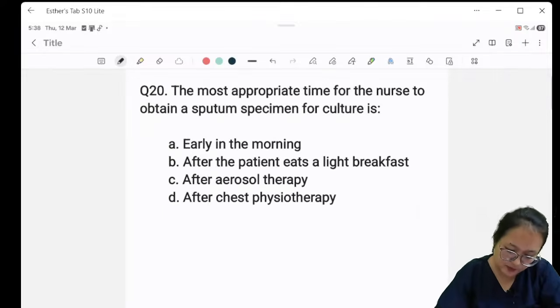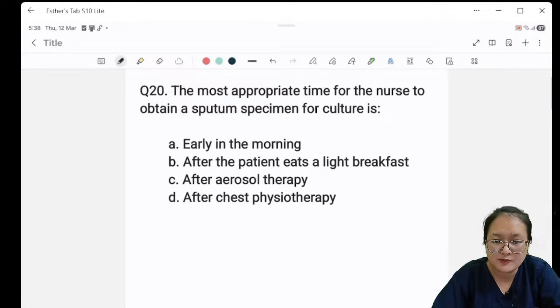Next, the most appropriate time for the nurse to obtain a sputum specimen for culture is: A, early in the morning; B, after the patient eats a light breakfast; C, after aerosol therapy; D, after chest physiotherapy.